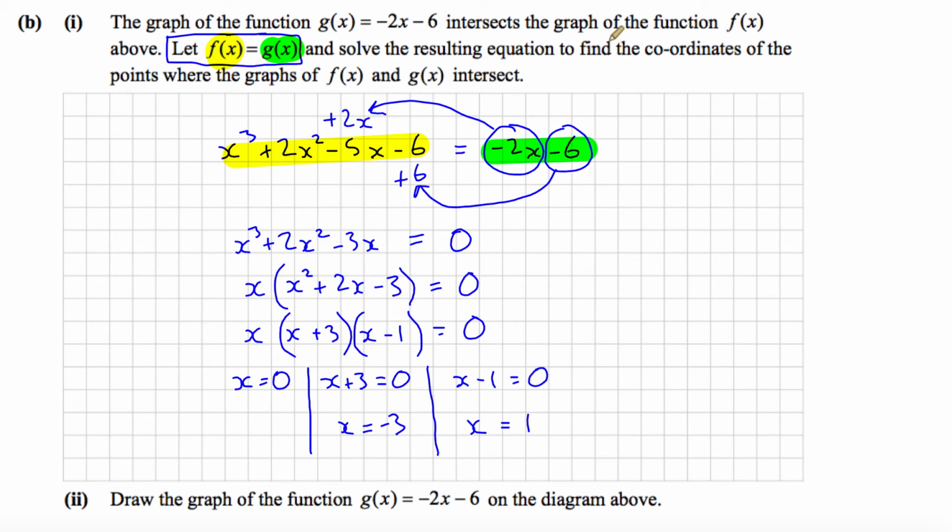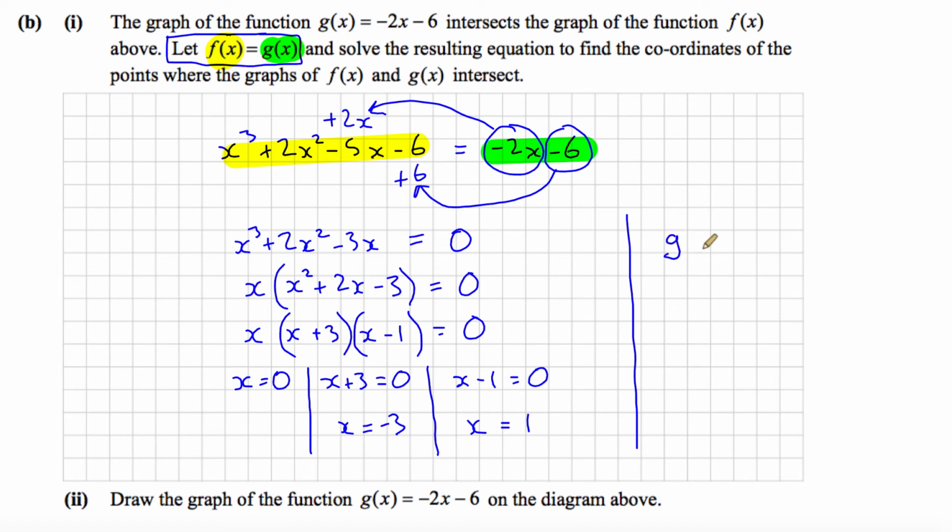And we were asked to find the coordinates of the points where they intersect. To do that, I can plug these x values into one of the two functions, the yellow or the green. The green looks a bit easier, so I'm just going to plug them in there, into g of x.